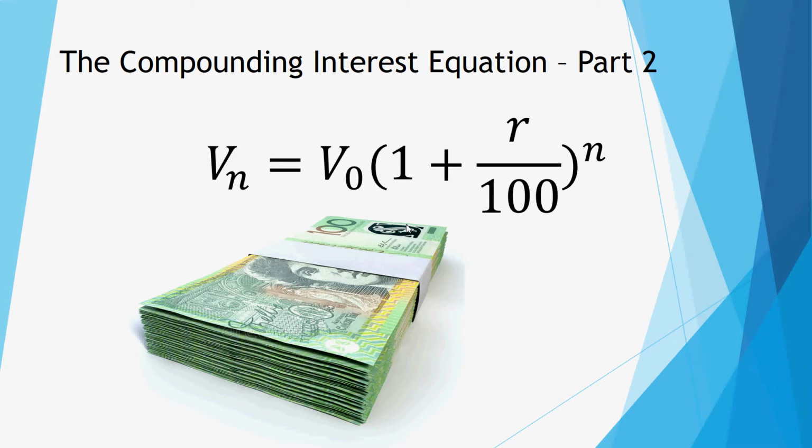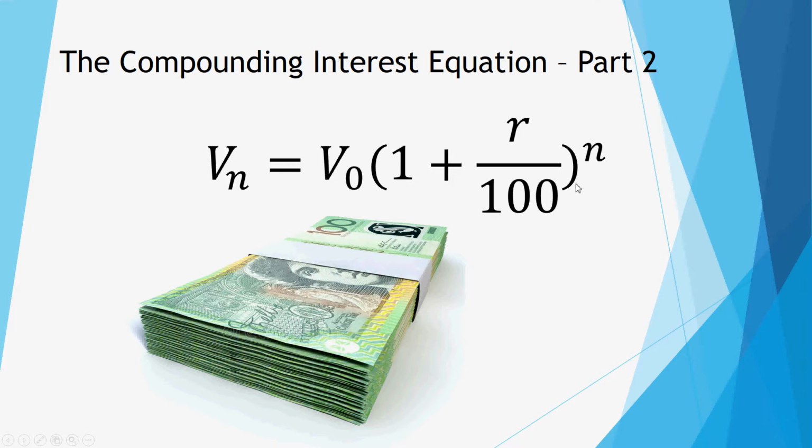Today we'll be looking at the compounding interest equation, part 2. In part 1 of the compounding interest equation, we looked at how to apply this particular equation to calculate the value of some investment n years down the track, given the annual interest rate r and the number of terms n, and this is used for compounding interest.